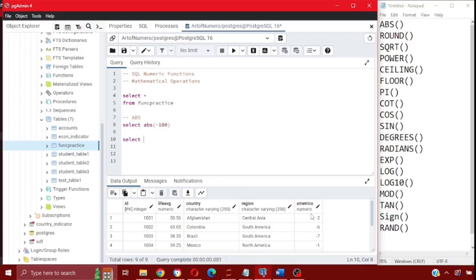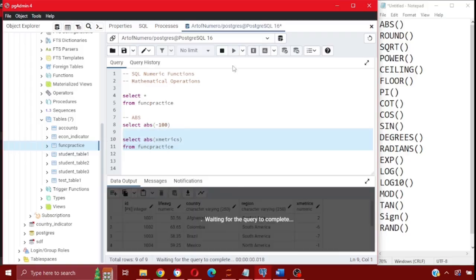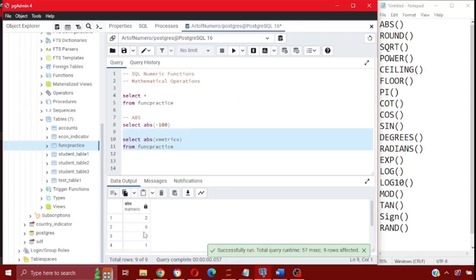It's the same drill, ABS, except that instead of passing the numeric value, you pass the name of the column. X metrics is a column, and then we specify the table name, which is the function practice, in short func practice table. We perform it, and you're going to see we get all of the absolute values for those integers.